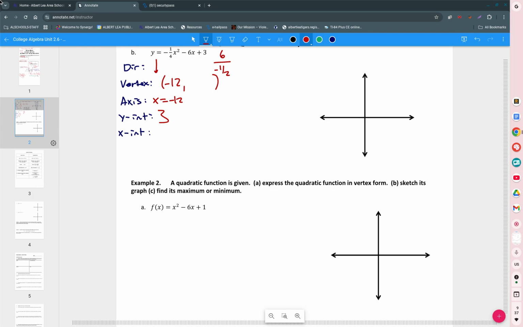Plug it in, right? I don't know about you guys, but I'm not all that excited about plugging this in without my calculator. You guys want your calculator? So let's use our calculator. Go ahead, take that out.